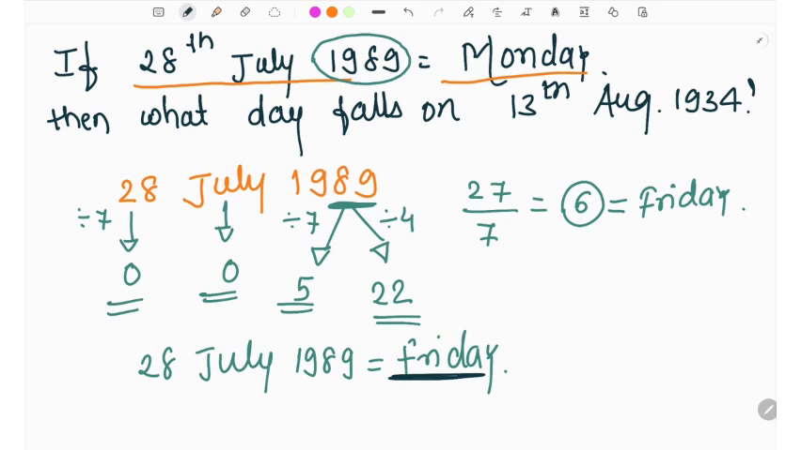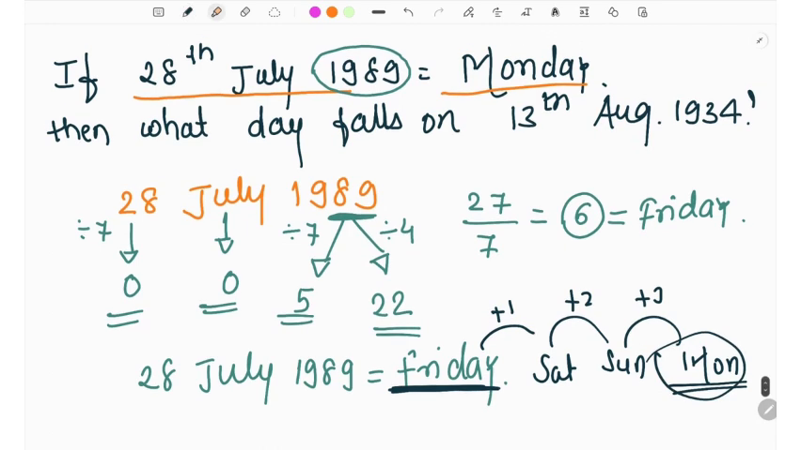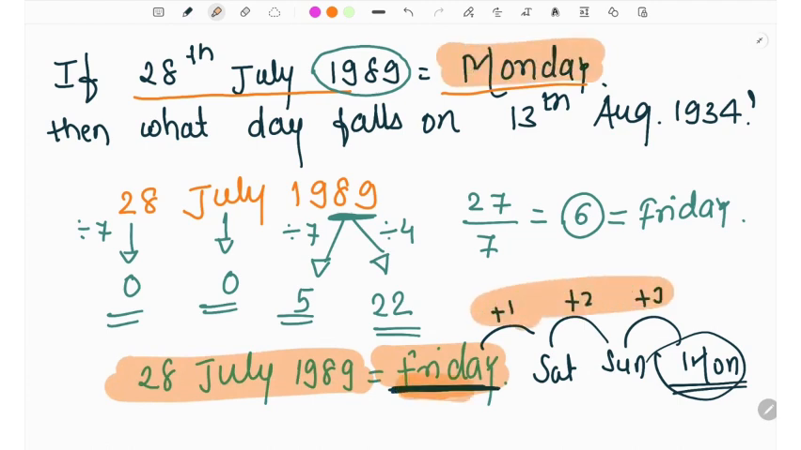It means a gap of how many days? Friday to Saturday plus 1, Saturday to Sunday plus 2, and Sunday to Monday, that is plus 3. It means, students, they have done plus 3 on Friday to get Monday. So this is the error that is given in the question. Understand this first. On 20th of July 1989 it was Friday, but they have given Monday in the question. It means they have done plus 3 in the actual data.